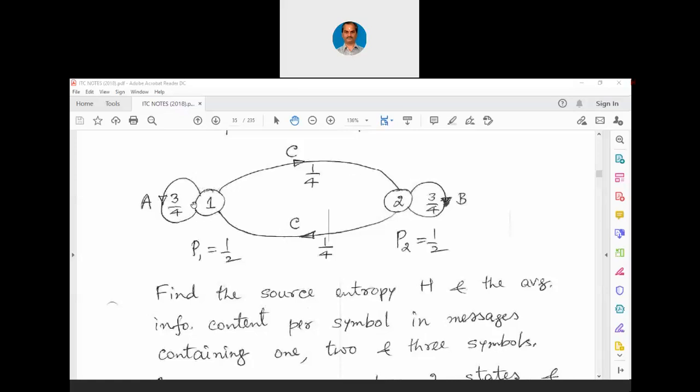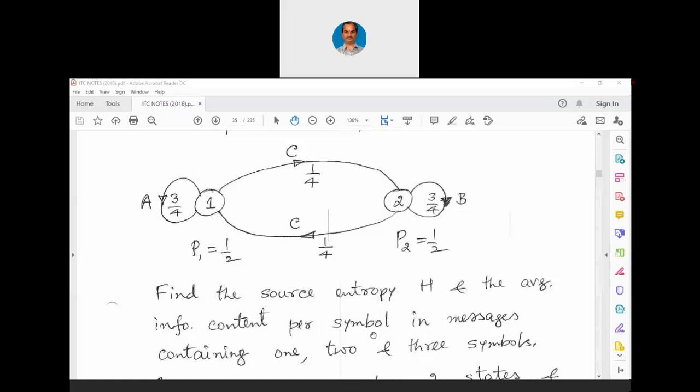Otherwise, it can be AA, AB, AC or BA, BB, BC. That is two symbols. Otherwise, it can be AAA, AAC. In the same way, it can be BBC, BBB, or it can be BCA, or it can be ACB. There cannot be a sequence of ABC, because you know that only during transition from one state to the other state, C is emitted. So there is no chance of ABC. There is no chance of AB also. There is no chance of BA also.